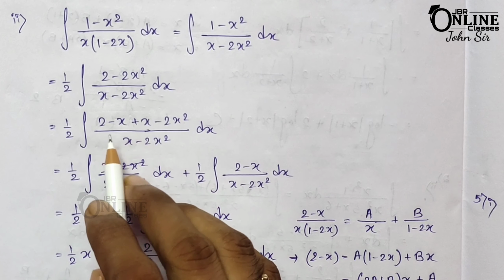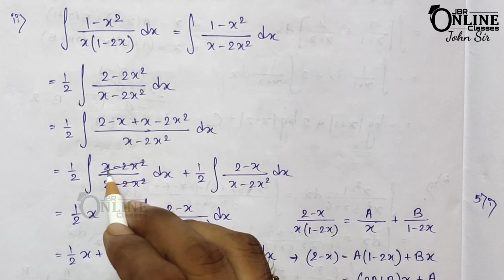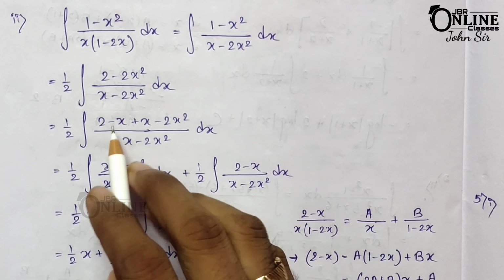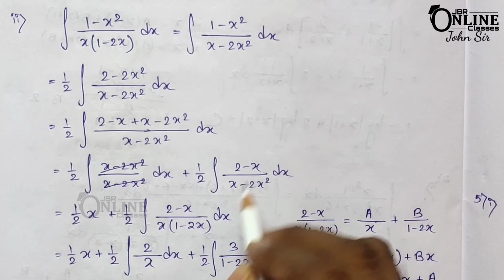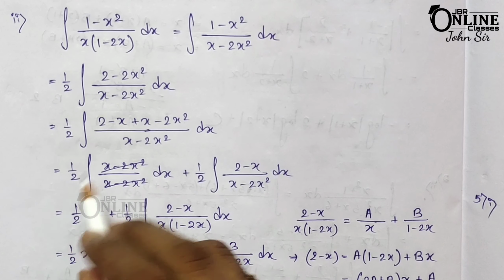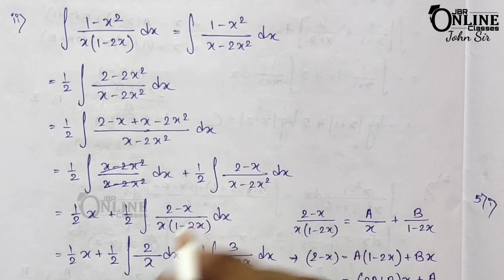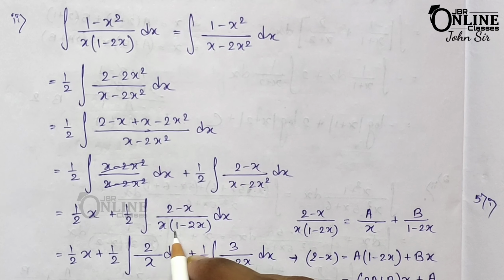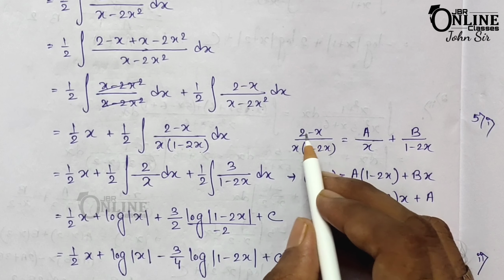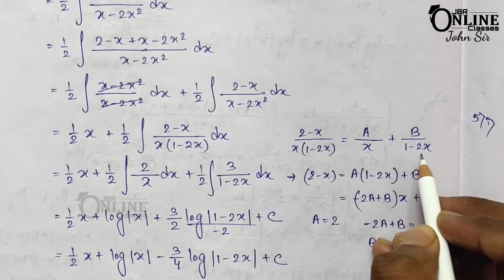Okay, now clear? So from that, first write down this portion, x minus 2x square by this one. Here half also, then plus half, then write down the first portion, 2 minus x by x minus 2x square. So this one cancel out. It will be half integration dx, that means x only. So here it will be 2 minus x by x into 1 minus 2x. Okay, so now let 2 minus x by x into 1 minus 2x equal a by x plus b by 1 minus 2x.